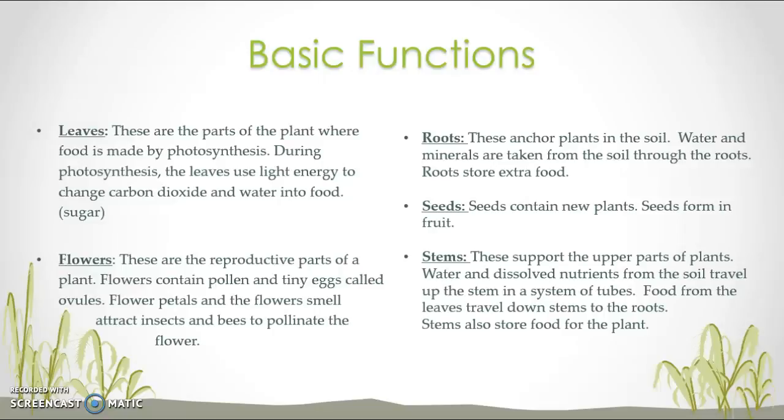Now to the roots. The roots act like straws, absorbing water and minerals from the soil. Tiny root hairs stick out of the root, helping the absorption. Roots also help to anchor the plant in the soil so it doesn't fall over, and roots store extra food for future use. There's many plants like carrots that store food in their roots.